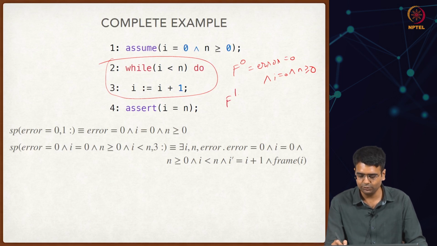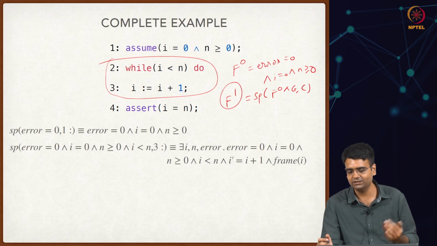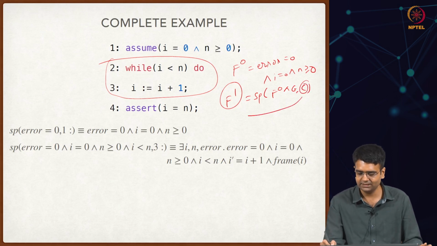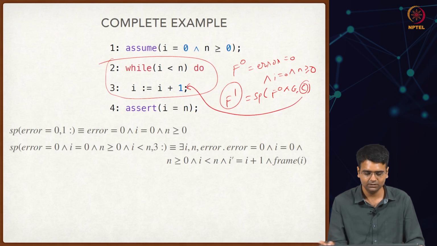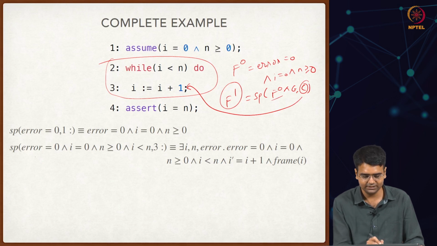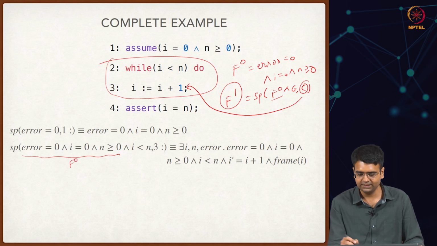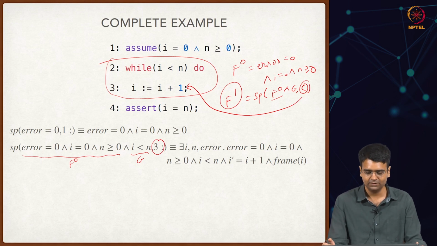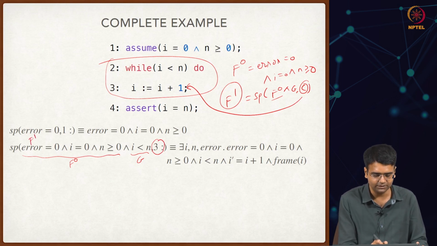So what I am trying to compute here is f1. So f1 was given by strongest post condition of f0 and g comma c. So this is the states obtained after executing one iteration of the loop, where this c is the body of the loop, which is here. So SP of f0 and g. F0 is this. So this is F0. G is I is less than n, so this is G, and C is my body of the loop, which is statement number 3, so I equal to I plus 1. So this is the computation of F1. This whole thing is the computation of F1.